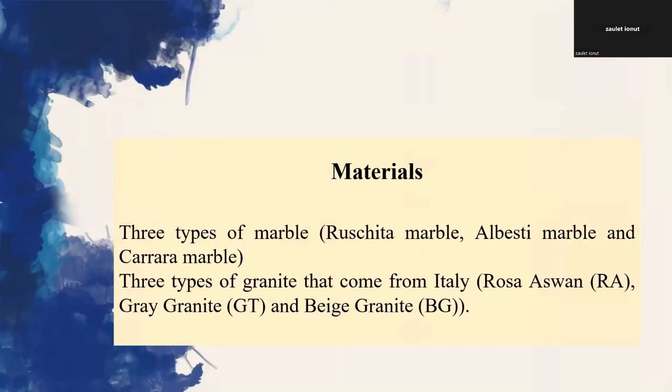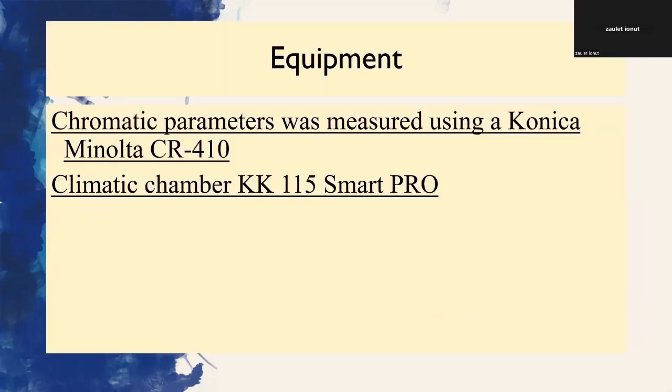The materials I've used are 3 types of marble: Ruskisa marble, Albesh marble, and Carrara marble. 3 types of granite that come from Italy: Rosa granite, gray granite, and base granite. The equipment I use is chromatic parametric, using a Konica Minolta, and a climate chamber Smart Pro.